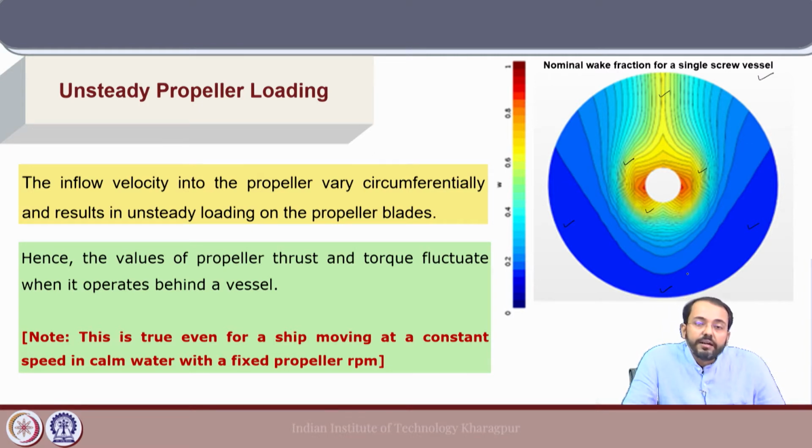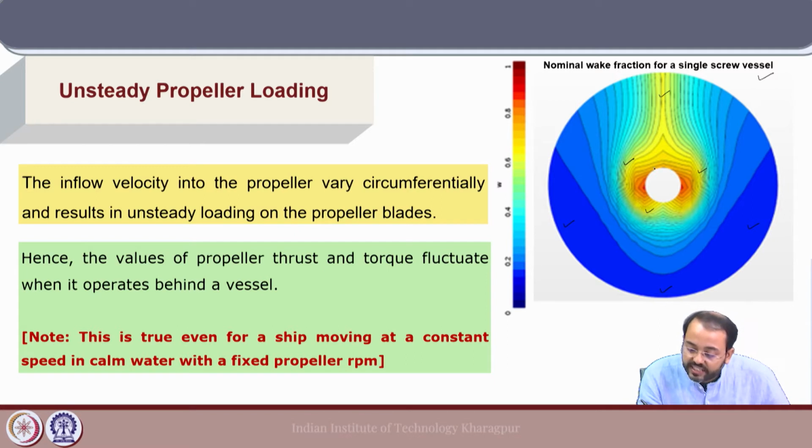Now, this particular aspect is true even for a ship moving at constant speed in calm water for a fixed propeller RPM. So, these fluctuations of thrust and torque over a complete revolution of the propeller blade will happen even for a constant vessel speed and propeller RPM.